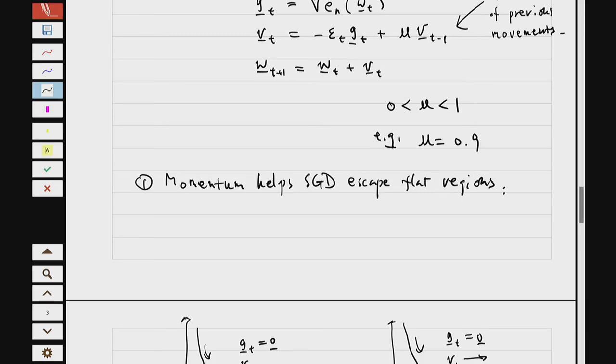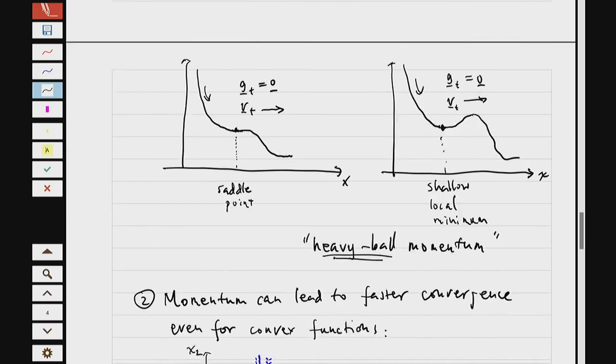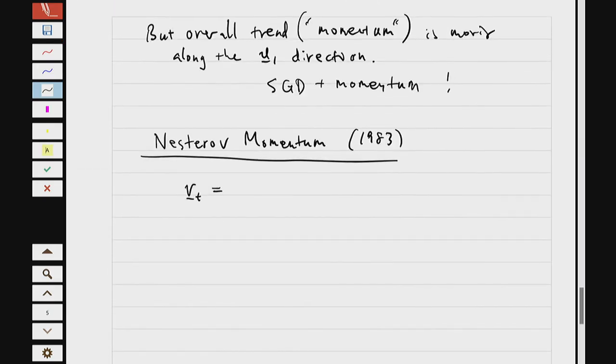Nesterov said, no, actually you should look for an intermediate location for the gradient instead of this Wt. And that turns out mathematically can be proven to improve things. So instead of taking g of t, you take the gradient not at Wt, but plus this. Remember what is mu Vt minus 1? That's your previous velocity, right? Some kind of historical version of the previous velocity.